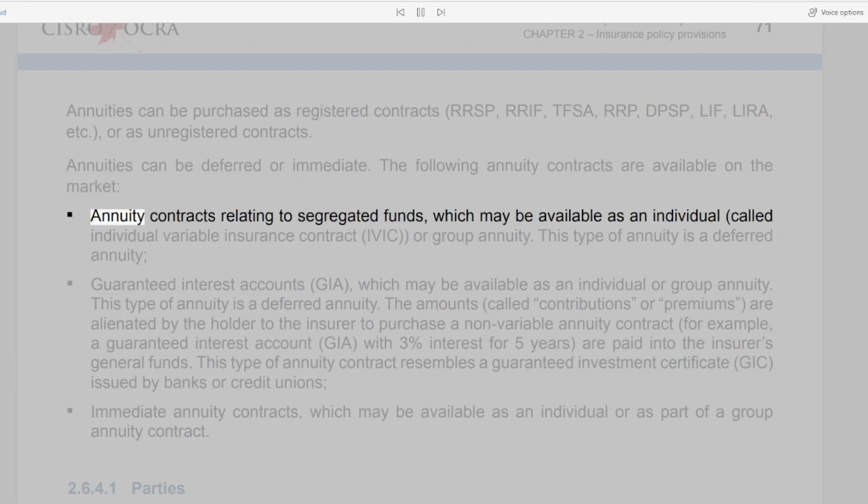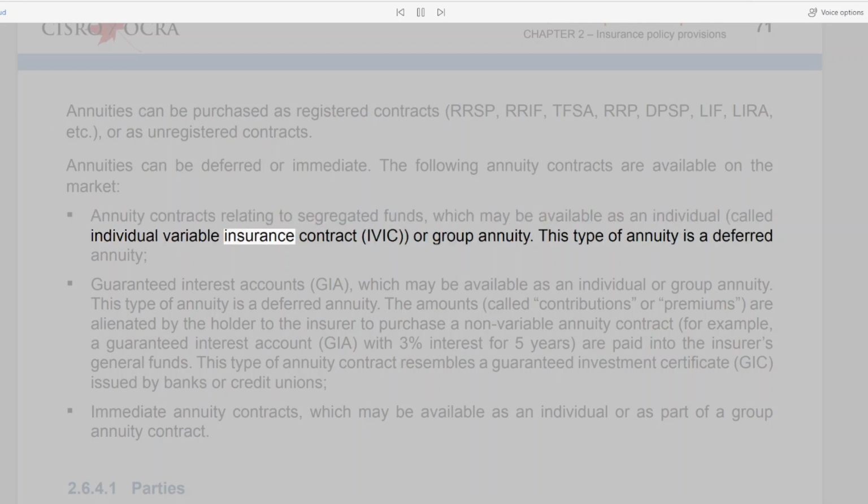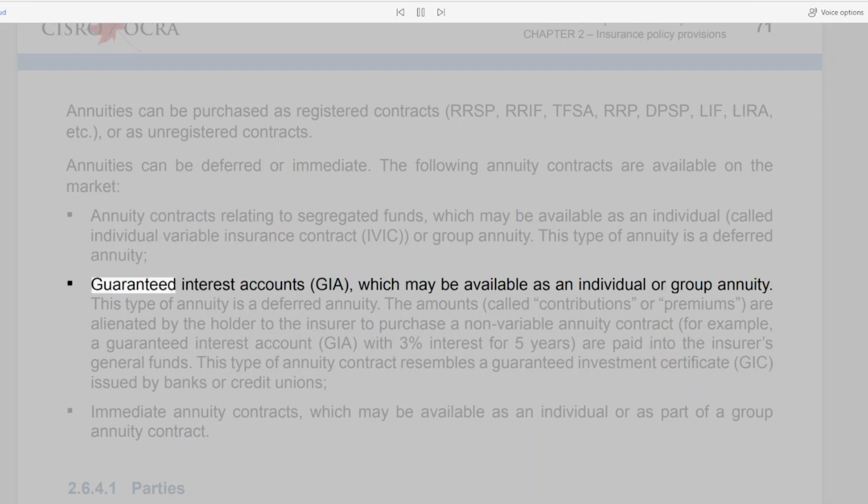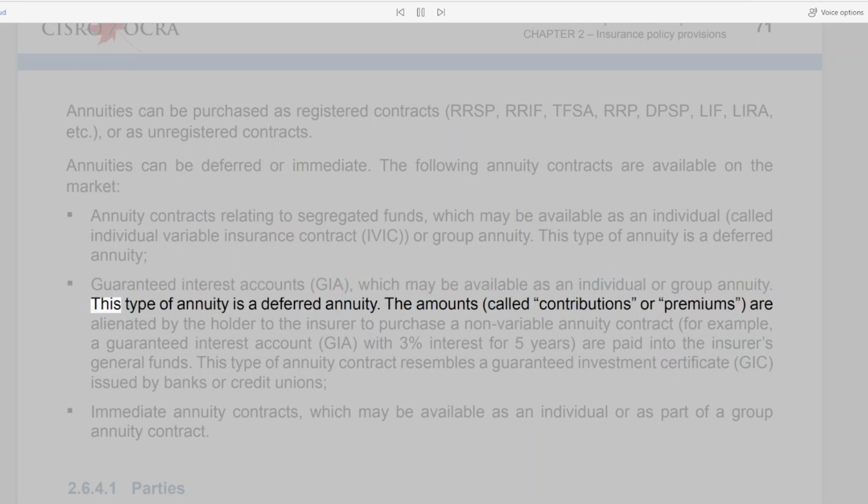Annuity contracts relating to segregated funds, which may be available as an individual, called Individual Variable Insurance Contract, IVIC, or group annuity. This type of annuity is a deferred annuity. Guaranteed interest accounts, GIA, which may be available as an individual or group annuity. This type of annuity is a deferred annuity.